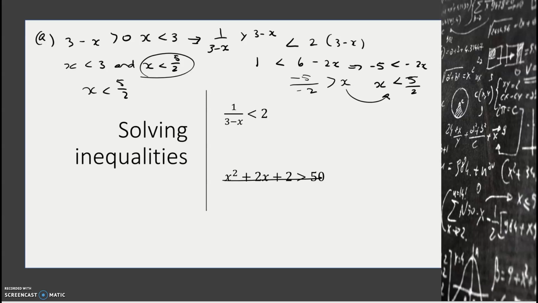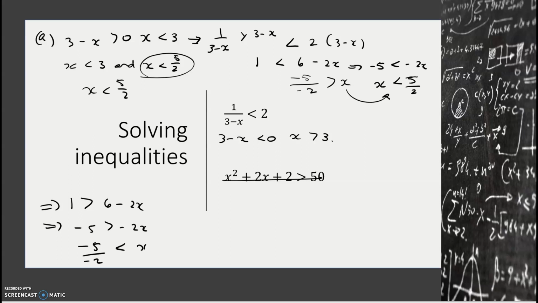The second half, this time we're going to have 3 minus x is negative, so that x is greater than 3. So we're going to do the same thing, multiplying both sides by 3 minus x, 1. Now we're multiplying by a negative number, so we need to switch the sign. So we've got 6 minus 2x. So -5 is greater than -2x. And again, this becomes -5 over -2. Switch the direction, which says that x is greater than 5/2.